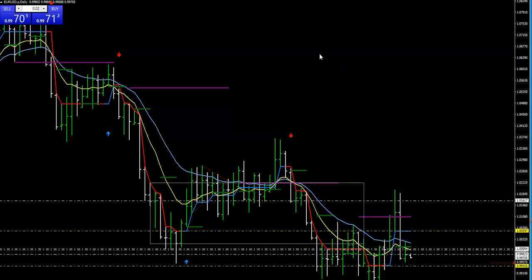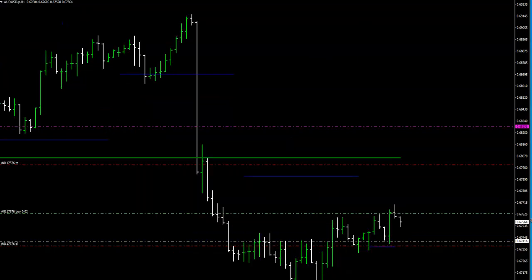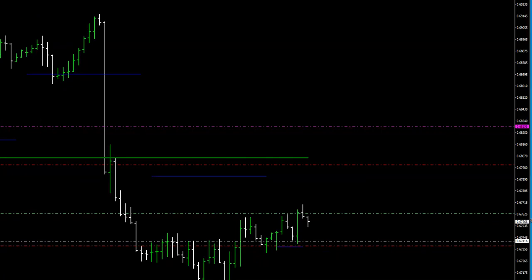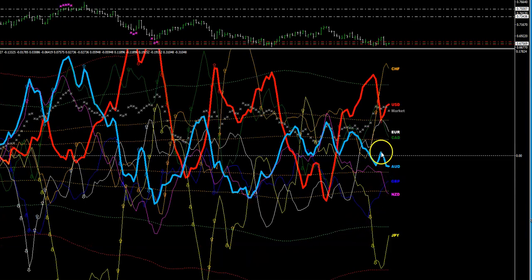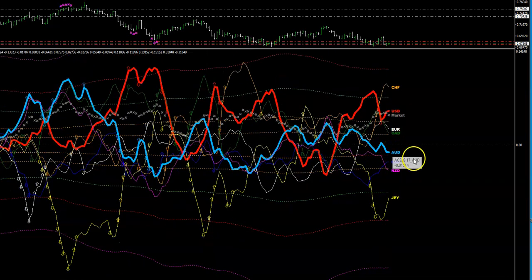First thing I want to take a look at is the Aussie USD. We're still holding that. Now there's a little bit of weakness in the Aussie today. If we come back and have a look at the strength indicator that I use, you can see that the Aussie is falling a little bit and the US is still looking like it's starting to pick up again, and there's a decent gap between strength and weakness here at the moment on the Aussie USD.